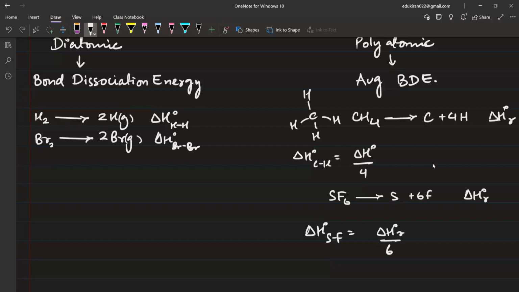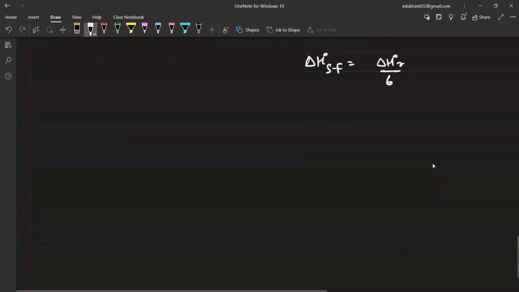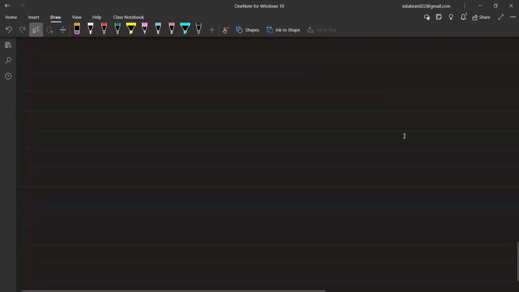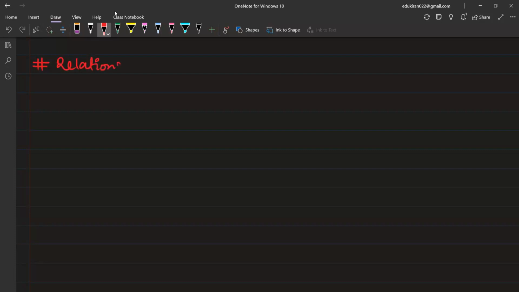Fine. Now, the next thing is very important. See, guys, that is the relationship between the enthalpy of reaction and the bond dissociation energy. ध्यान से देखिएगा. It's again a very important relationship. ठीक है, please write the relationship between delta H naught R and delta H naught bond. So between the bond energy and the enthalpy of reaction.